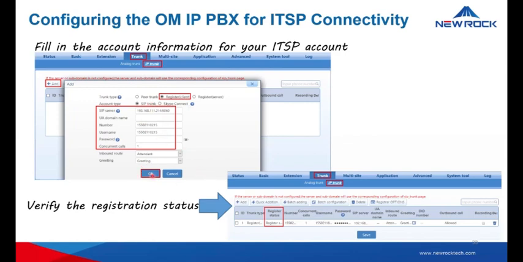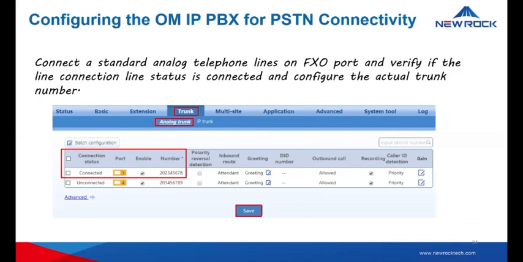After that, you click OK. You need to verify the status from the IP trunk page, and it will show the register status. So that is for ITSP connectivity. How about for PSTN connectivity? We just connect the standard telephone lines to the FXO port and verify whether the line is connected or not. If it shows connected, it means that you can now use the analog trunk.